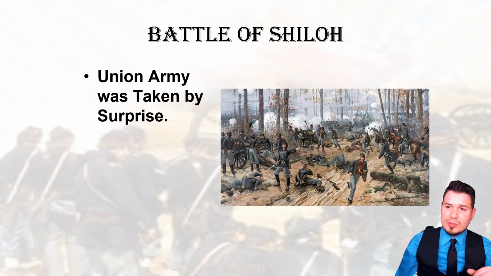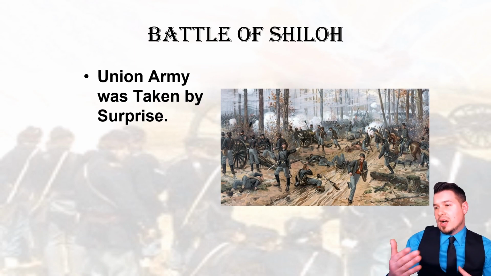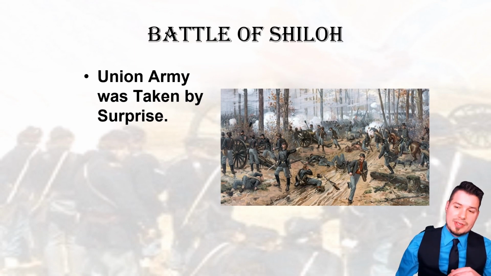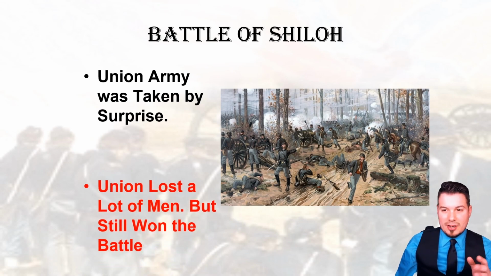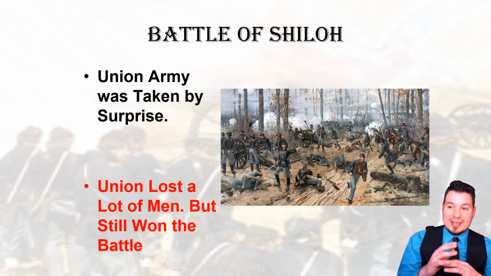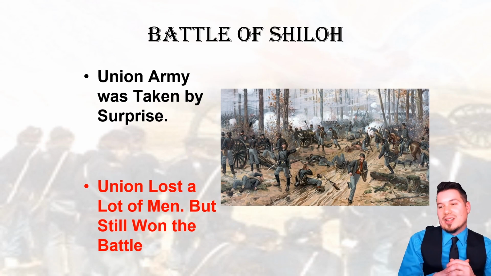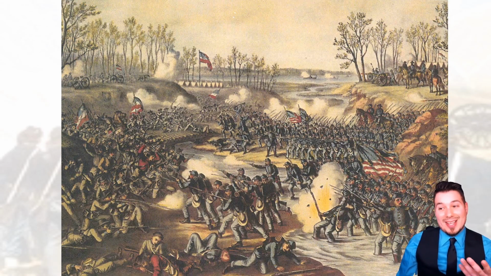The Battle of Shiloh, the Union Army is taken by surprise. Ulysses S. Grant, very famous, is going to be here. Although the Union wins, Grant tends to sometimes be considered a butcher, by sending a lot of young men into battle. That's how he won this battle, because we lost a lot of men. It was a very bloody battle, and as crazy as it sounds, it was the bloodiest battle until we get into another battle, Antietam.